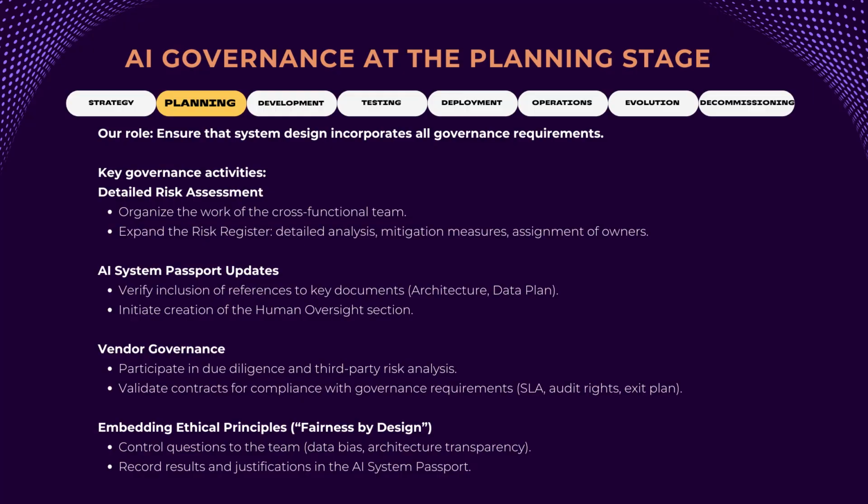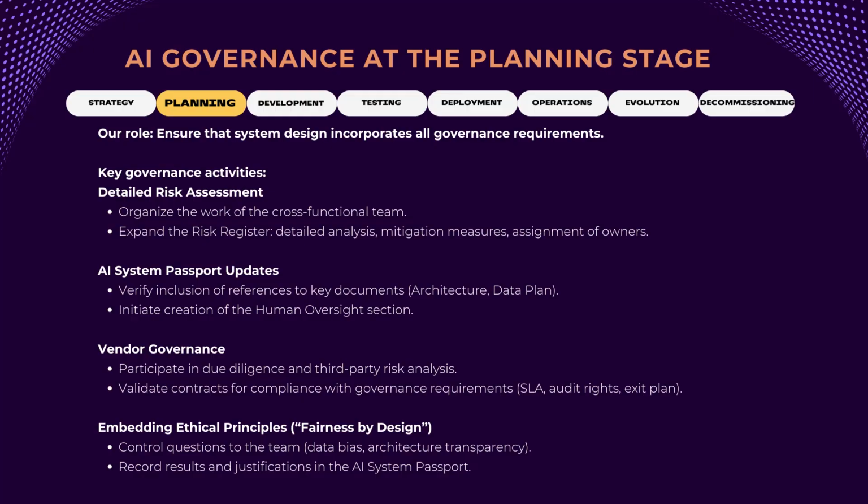At this stage, we translate ethical considerations from theory into practice. We implement the principle of fairness by design. We put the following questions before the team. Have the data sources been analyzed for historical bias? Does the chosen architecture provide a sufficient level of transparency? We record the answers in the relevant sections of the AI system passport.